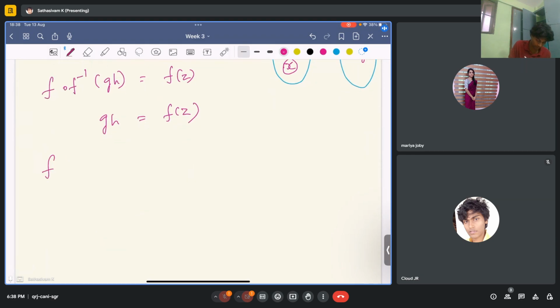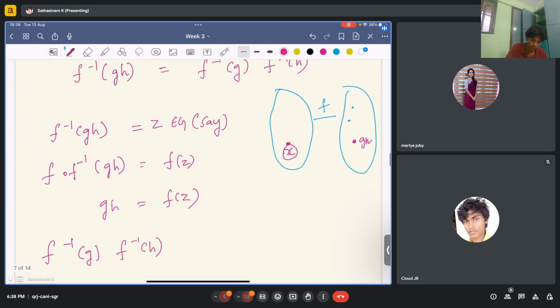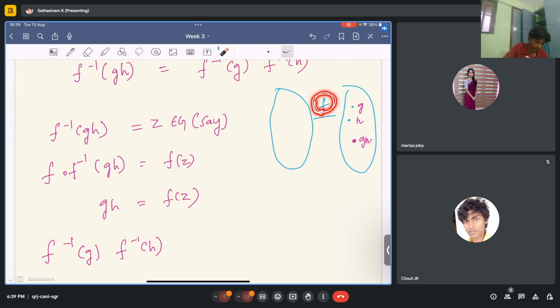What we have to prove is F inverse of GH equals F inverse of G times F inverse of H. Okay, so what we do is the following. Here you have a G, here you have H. Since my map F is a bijection, there exists an X, a Y, and a Z such that X goes to G, Y goes to H, and Z goes to GH. Why is this true? Because F is a bijection.